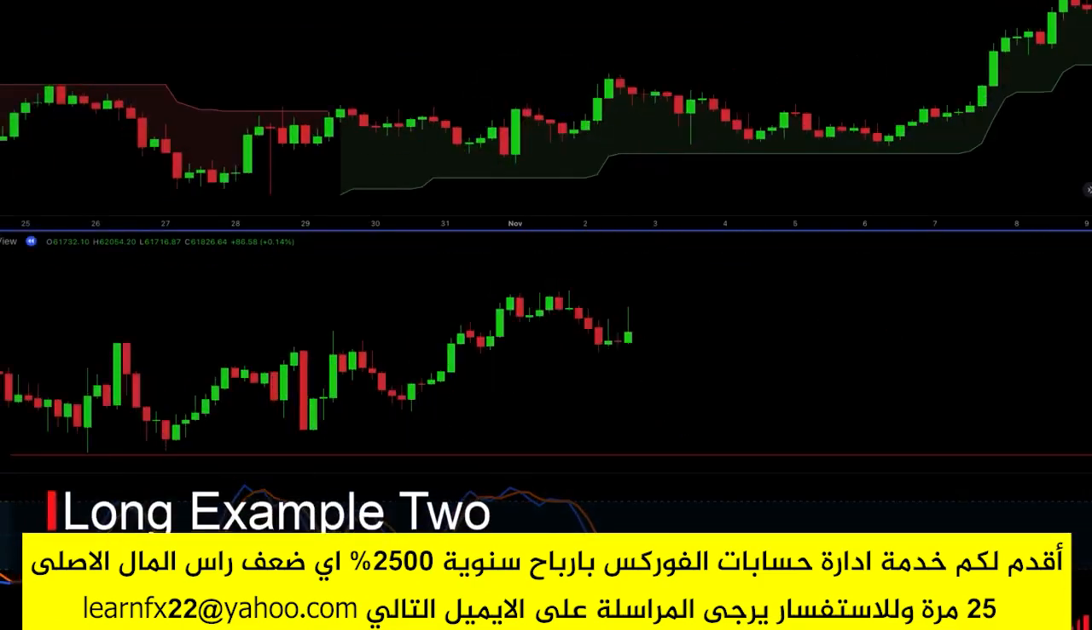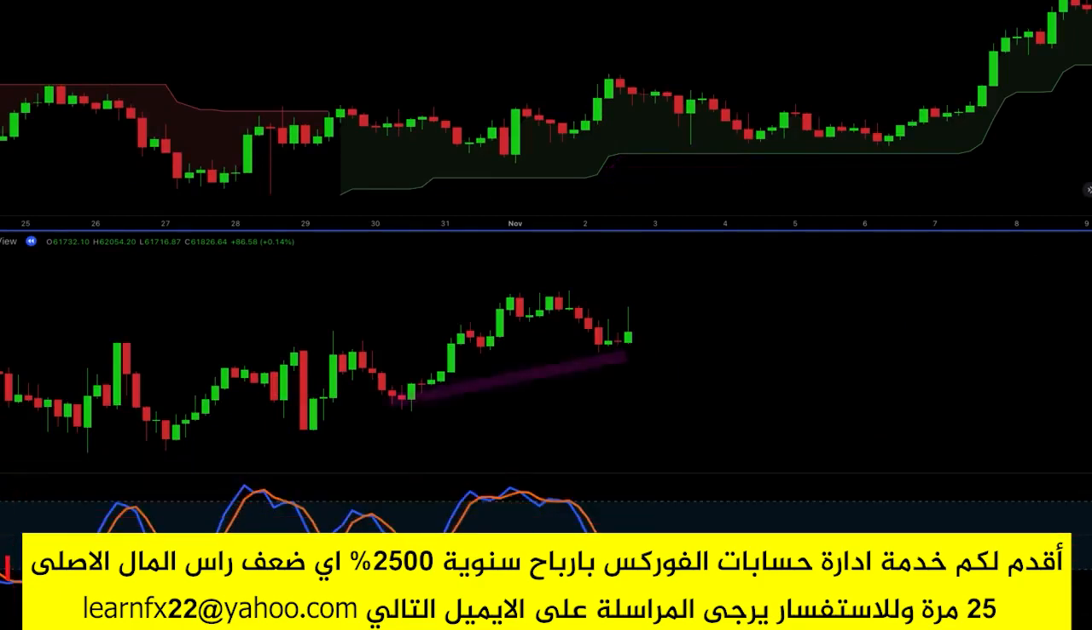I have one more long example. The super trend is green on the 4-hour chart. There is hidden bullish divergence on the stochastic oscillator, a lower high on price, and a lower low on the indicator. Third, the stochastic enters the oversold zone. And finally, we get a cross up of the stochastic.